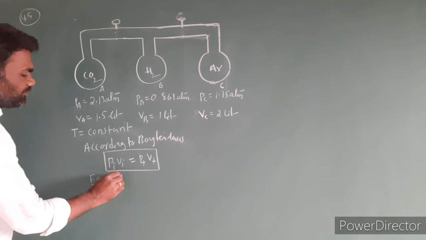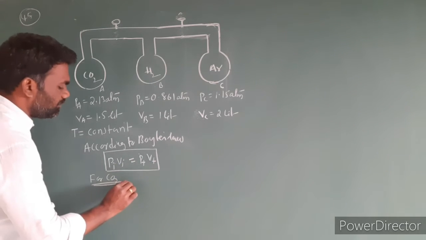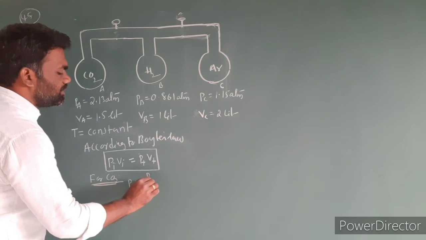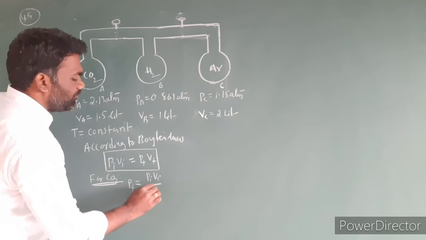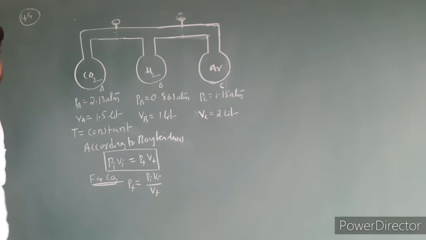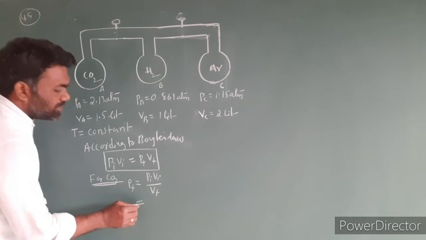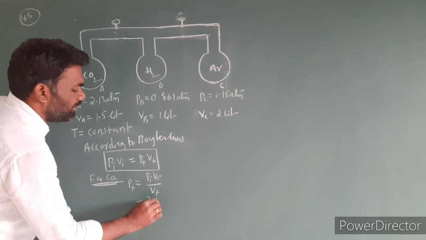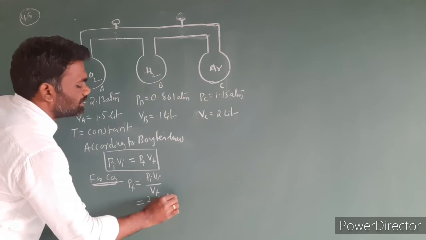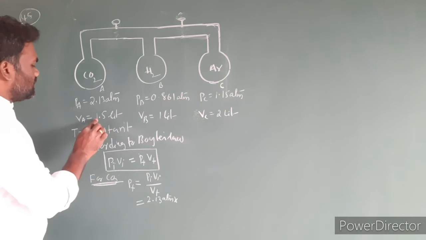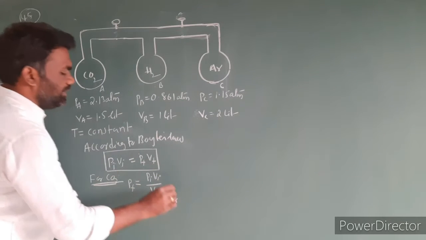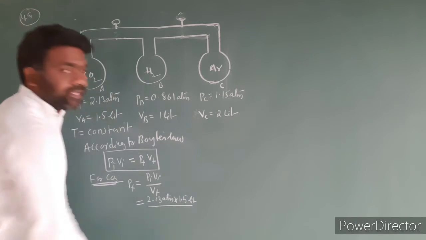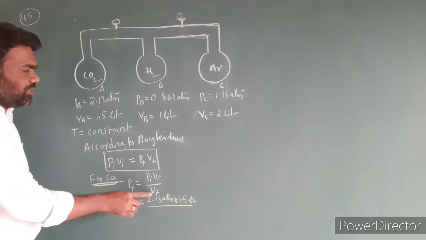So for carbon dioxide, what is the formula we have to use? It is the final pressure we have to find out. The final pressure of carbon dioxide is equal to P initial V initial by V final. Initial pressure is given as 2.13 atmospheres, into initial volume, which is given as 1.5 liters, by the final volume.